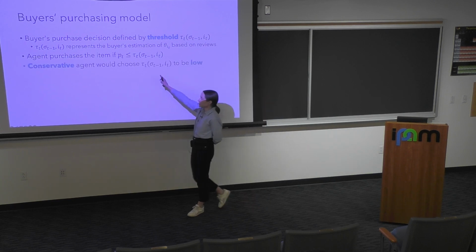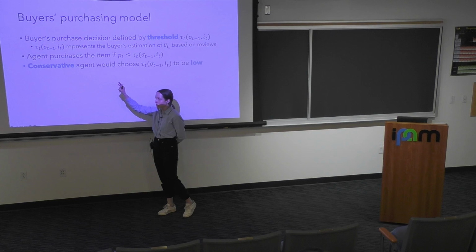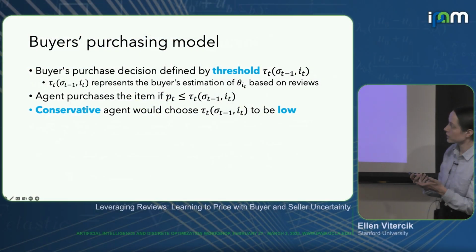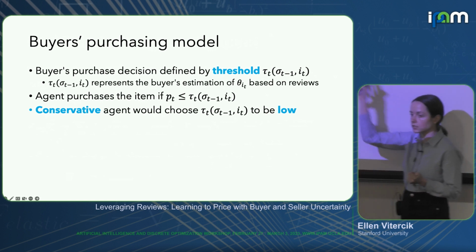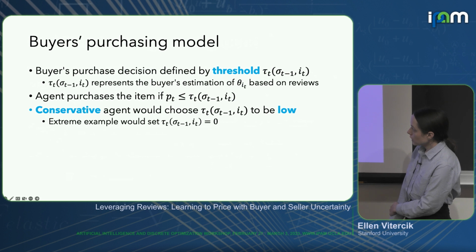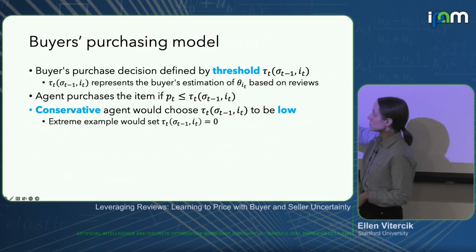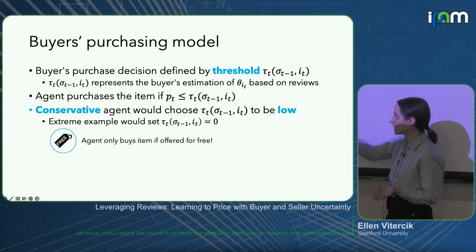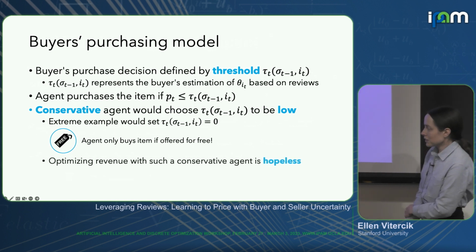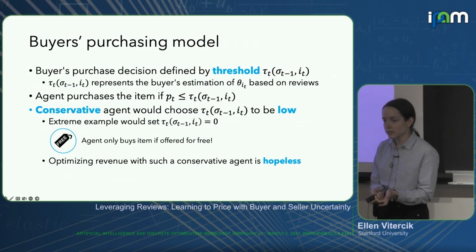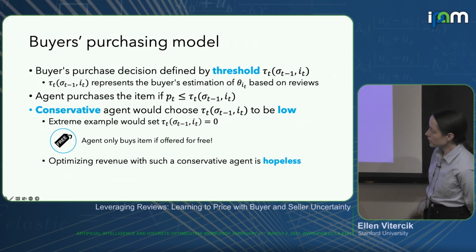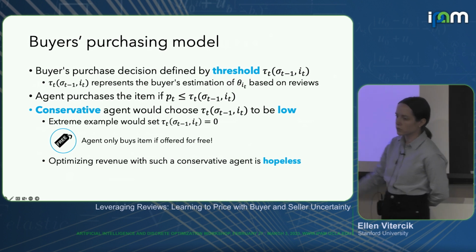Now, the choice of tau_t can't be anything, and for the following reason. You might have a very conservative agent who would choose this tau_t to be very low. They don't want to take any risk. In an extreme example, they just set tau_t to be 0, and this would mean that they'd only buy the item if it was actually offered for free. And clearly optimizing revenue with an extremely conservative agent is basically just impossible. So we're going to set some limit on just how low tau_t can be.